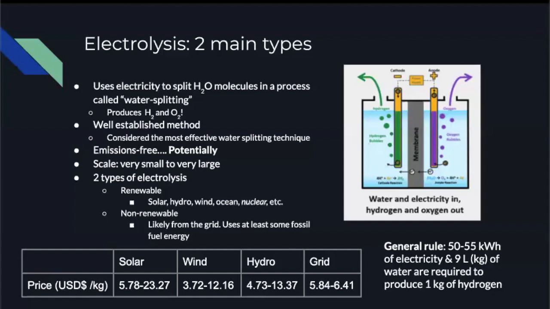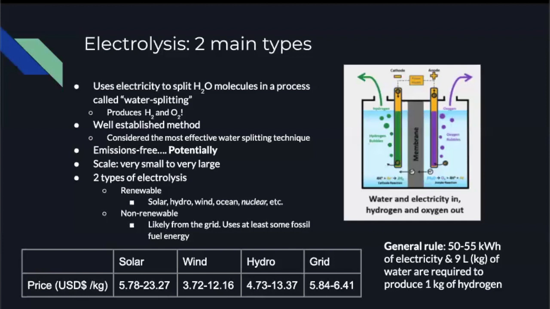I have italicized nuclear here, as nuclear energy remains under debate by many as to if it is renewable or not. There should be a question in the assignment that addresses this issue. And then non-renewable electrolysis is the second type, which likely just uses grid electricity, but will use, at least in part, some electricity from non-renewable sources such as fossil fuels.